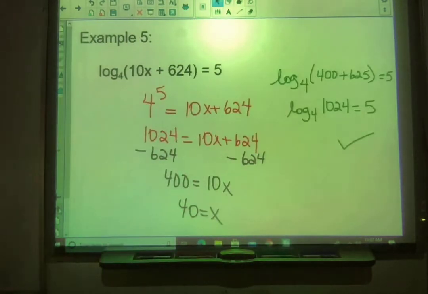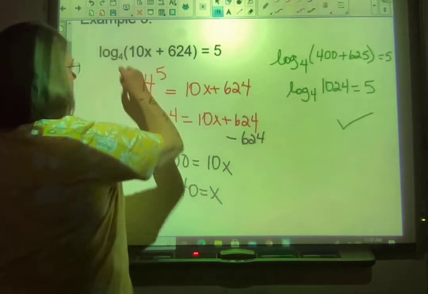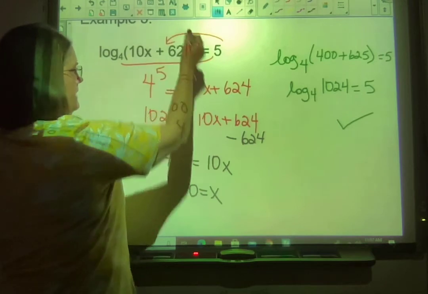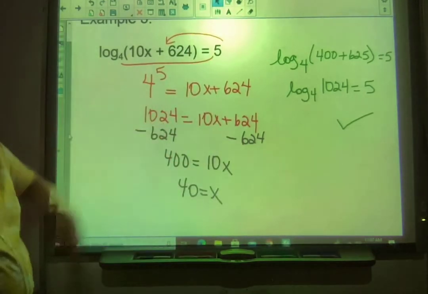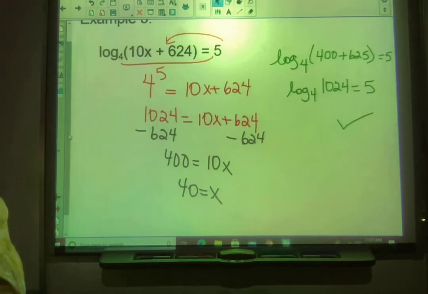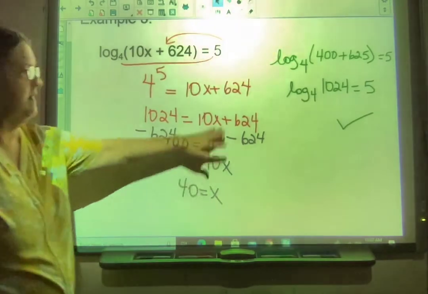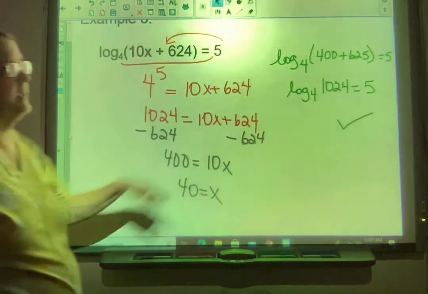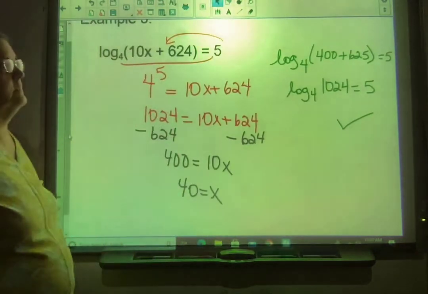Example number 5, same thing. 4 to the 5th power, rewrite it as an exponential. Solve it. I'm going to give you a minute. 4 to the 5th power is 1024. You do have to evaluate that. Subtract 624 from both sides. Then divide by 10. You get 40. Check it out over here by plugging 40 in for x. It does check.